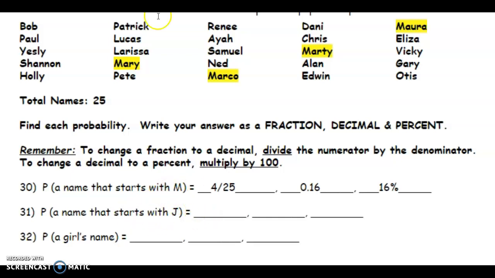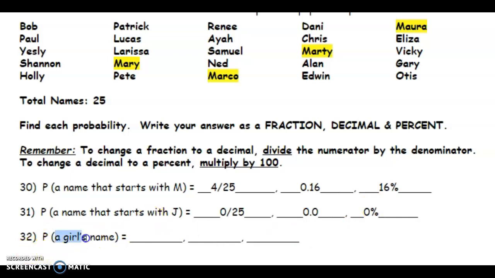Now, the names that start with a J. I don't see any. In my list, there are no names that start with J. There were a couple of lists that had some, but if you don't have any, the number is 0 over 25 as a fraction. You have to write it that way. It is 0.0 as a decimal, and it is 0%.